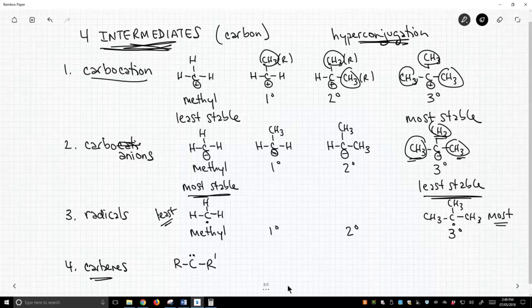intermediates, and they are carbocations. We'll see them a lot. Carbanions, we'll see them a lot, but they'll be later in the course. Radicals, we won't see them much in this course, but they are still important. And carbenes, which are just sort of out there. So those are the 4 intermediates that you encounter in organic chemistry.